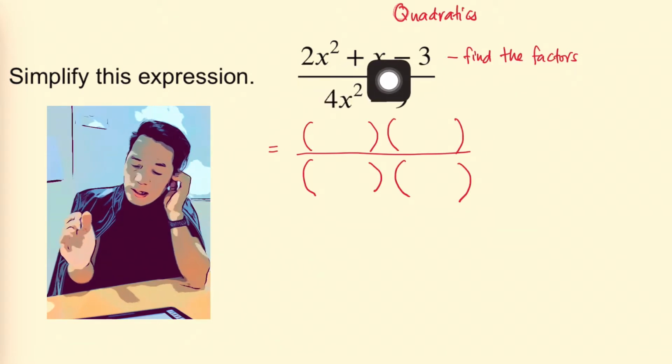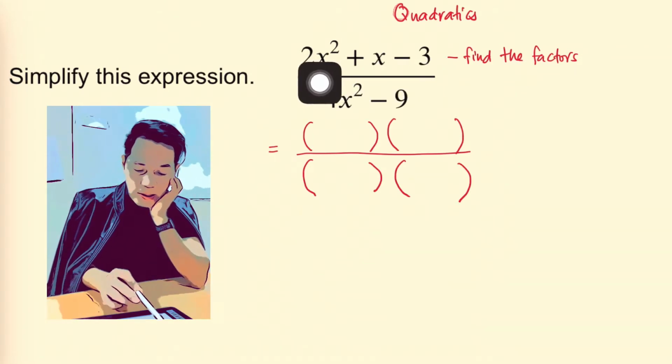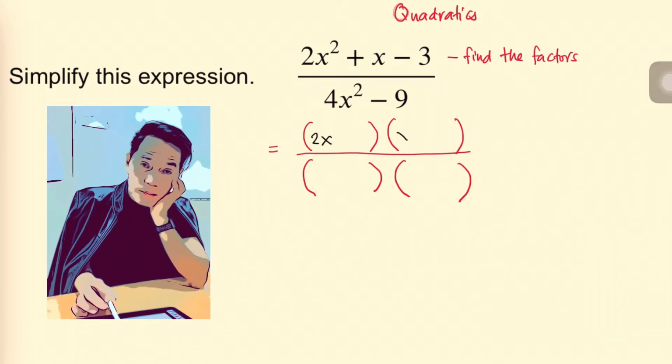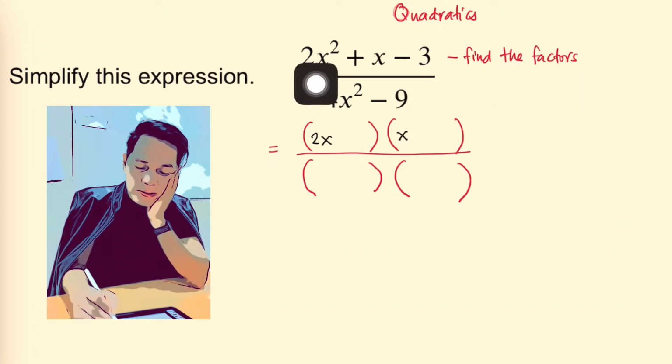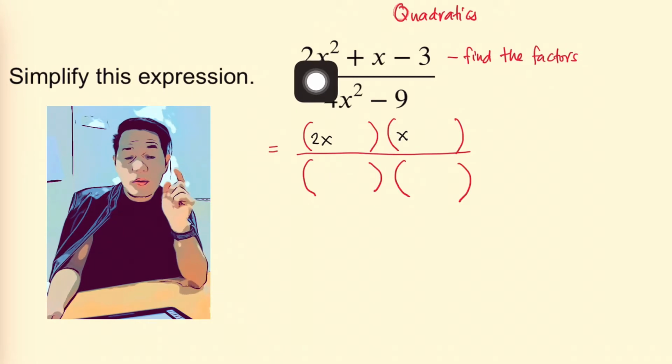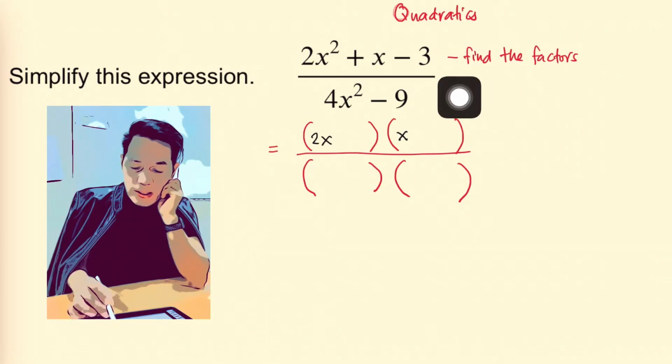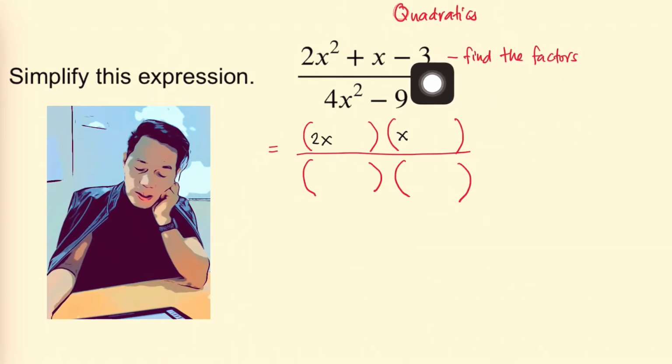So the first thing is, your target is here. Let's do the numerator first. The first term here is 2x squared. Basically the factors of 2x squared, we can just write 2x and x. These are the only two possible factors of 2x squared. 2x and x. When we multiply them, you will get 2x squared.